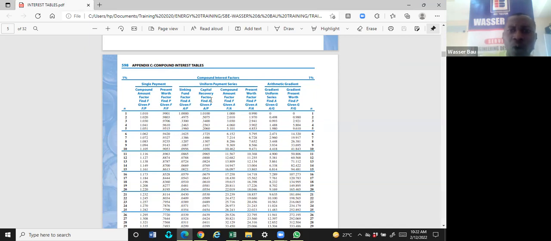The other one is what we call the capital recovery factor. The capital recovery factor is, I have a particular amount of money and I want to recover the money within a certain number of years. So that is capital recovery. Then we also have the compound amount. So the compound amount is if I'm investing an annual amount of money every year, every month, for such a number of years, what will I be able to generate?